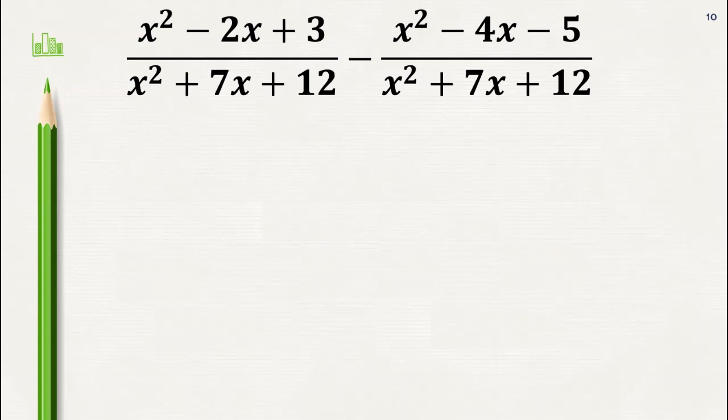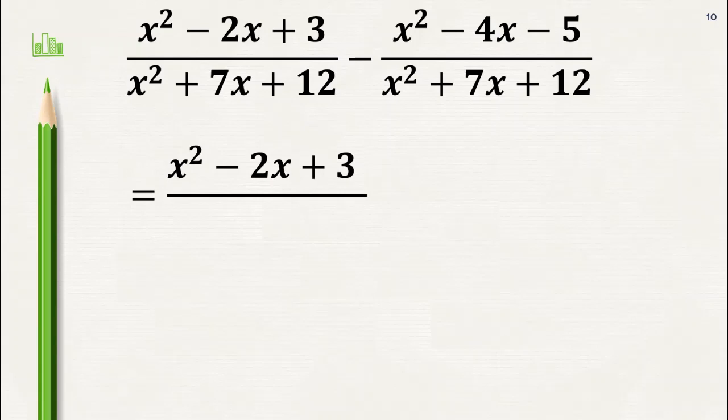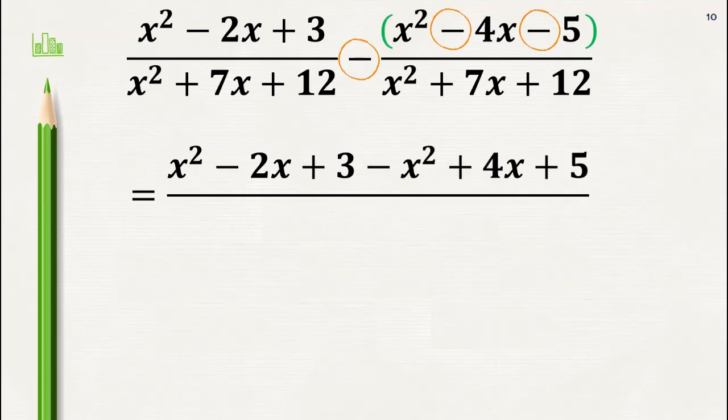So we have x squared minus 2x plus 3, and then since we have subtraction as our operation, the terms after the subtraction will change their signs. So x squared is positive, it will become negative. Negative 4x will become positive 4x, and negative 5 will become positive 5.